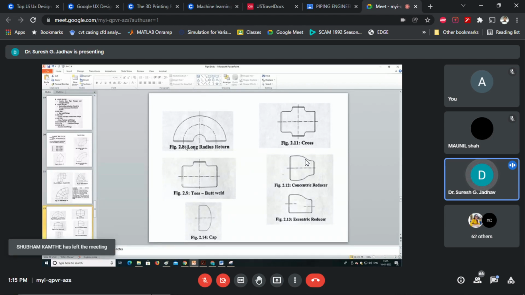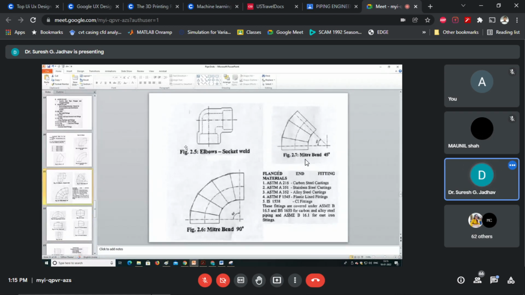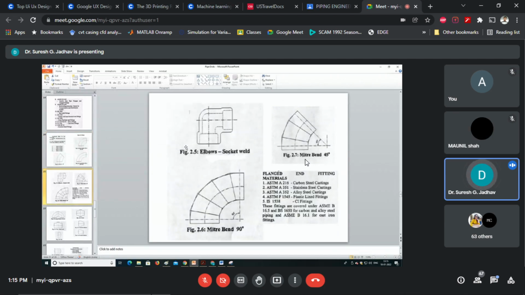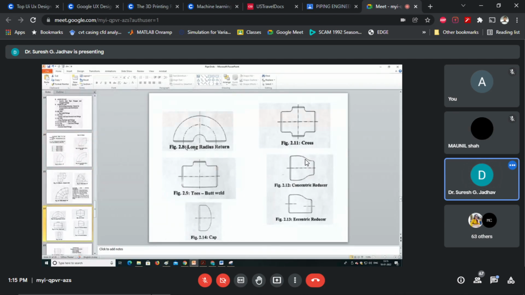In returns, there are two types available. One is short, another is long. Here we have to consider radius equal to 1 into D, another is 1.5 into D, like a long radius elbow and short radius elbow. But here the direction changes through 180 degrees for short returns or long returns.